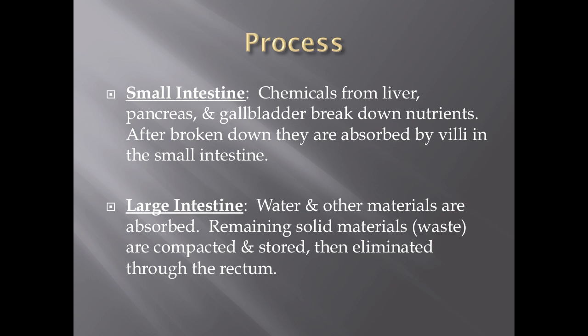Your small intestines, this is where chemicals from your liver, your pancreas, and gallbladder break down the nutrients. After they are broken down, they are absorbed by the villi in the small intestines. The large intestines, this is where water and other materials are absorbed. Remaining solid materials, known as waste, are compacted and stored, then eliminated through the rectum.